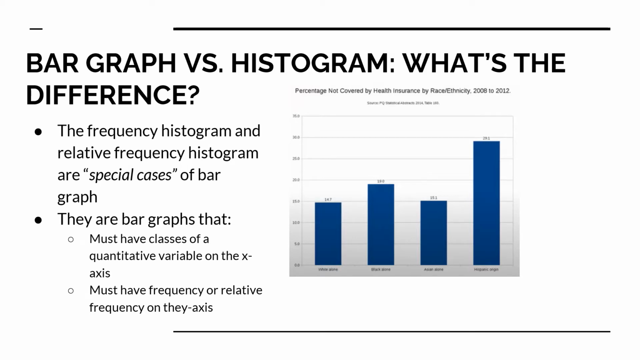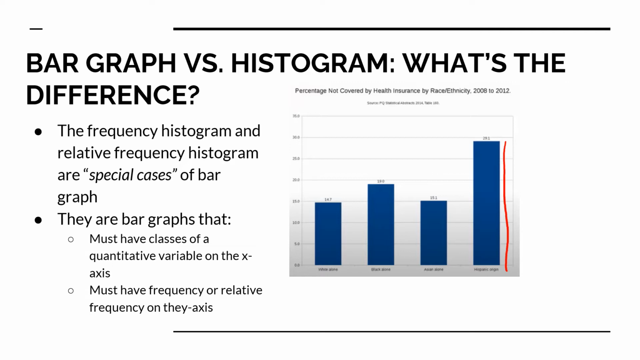All right. So the frequency histogram and the relative frequency histogram are special cases of bar graphs. They're a special kind of bar graph. If you want to think about it, bar graphs are the generic version, and histograms are a little bit more specific. But they use pretty much the same general structure because they both have the bars and all that. So let's look at some of the differences so you can distinguish between the two, because you may have problems that make you distinguish between the two. Okay.